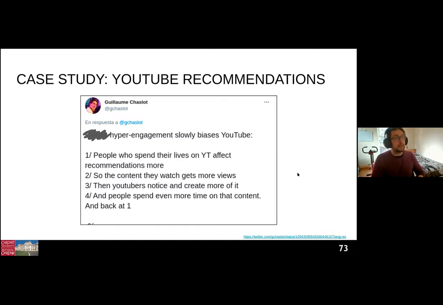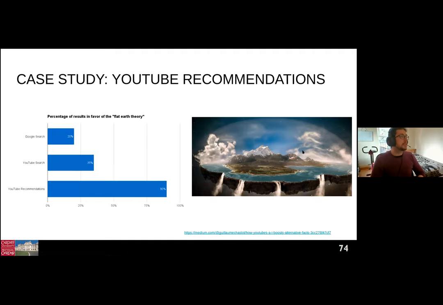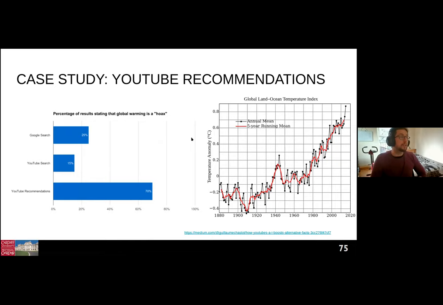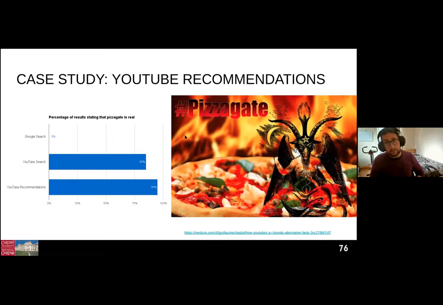And he ran an experiment where he showed that, for example, YouTube recommendations were recommending way more flat earth theory content than Google search or the search engine in YouTube, which was also a trend for results stating that global warming was a hoax, or even for Pizzagate, which, in case you're not familiar with it, is a quite elaborate theory involving the Democratic Party in the US and child abuse and pizza joints in Washington, D.C. Very, very interesting. It turns out Google search was not promoting this content at all, whereas YouTube recommendation recommended it a lot, no?